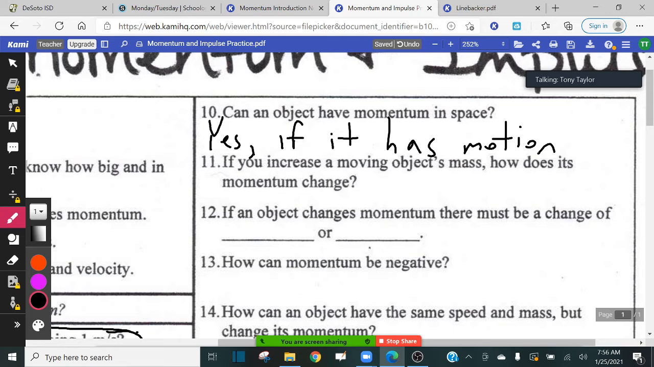Look at number 11. Number 11 says, if you increase a moving object's mass, how does its momentum change? Well, that should be obvious. If you increase its mass, that means its momentum increases. So as one goes up, the other also goes up.